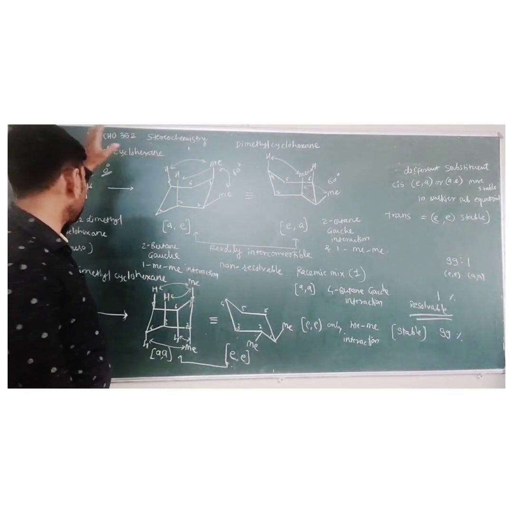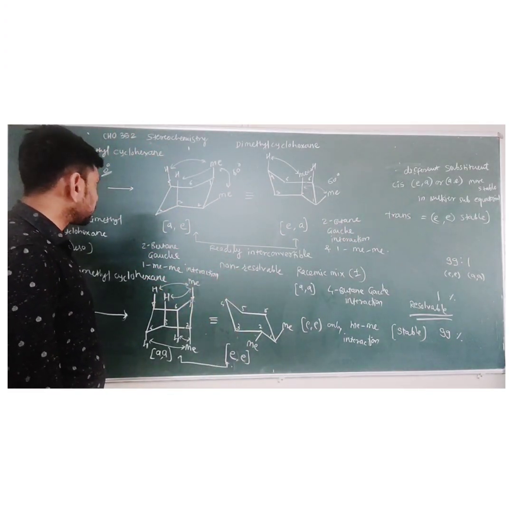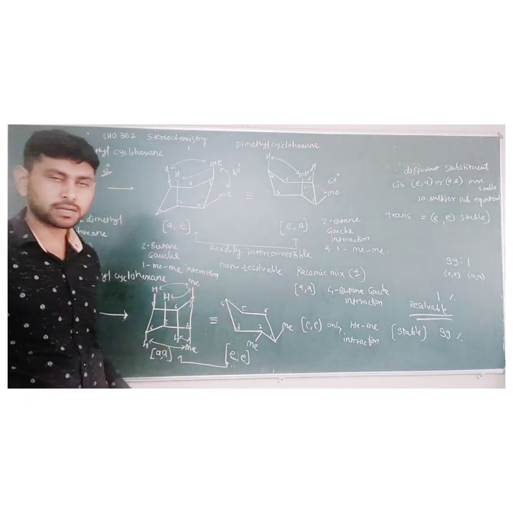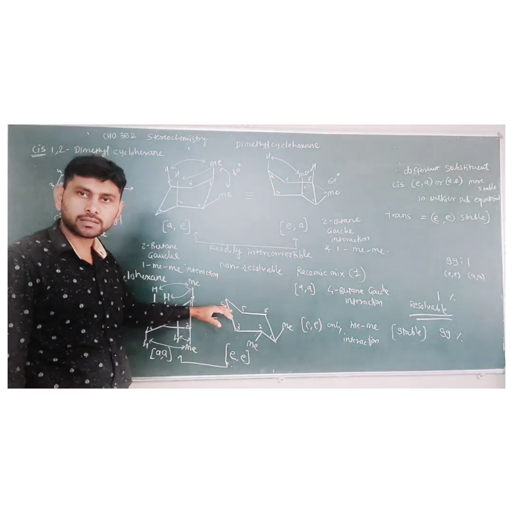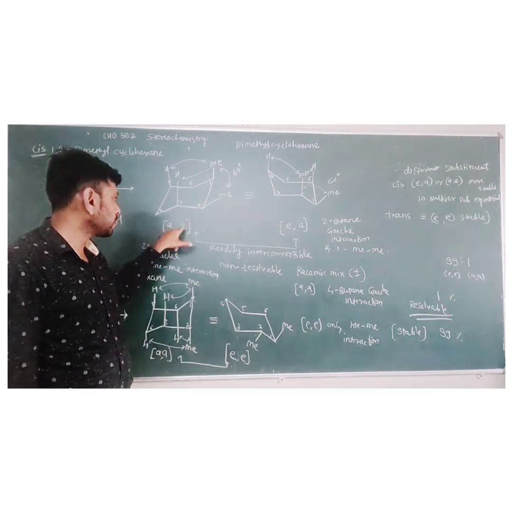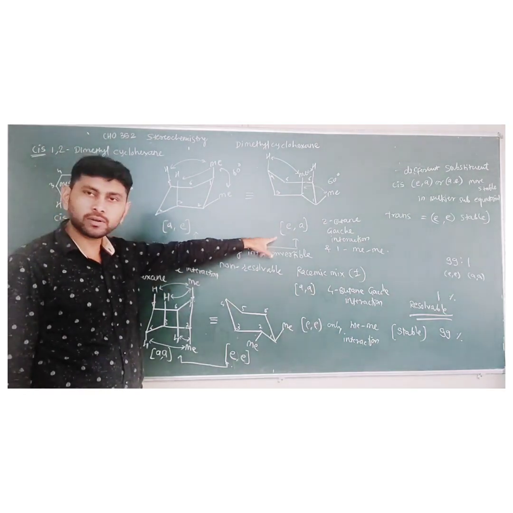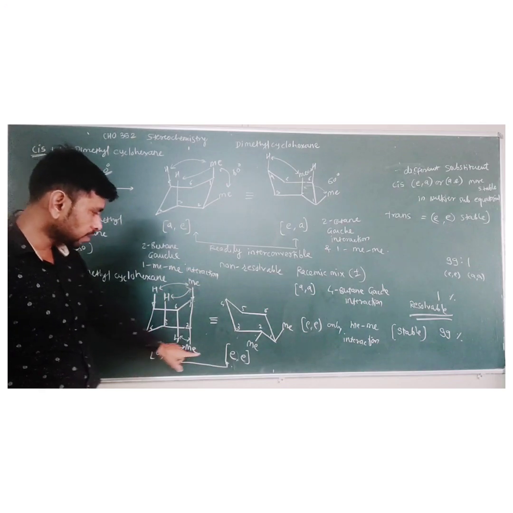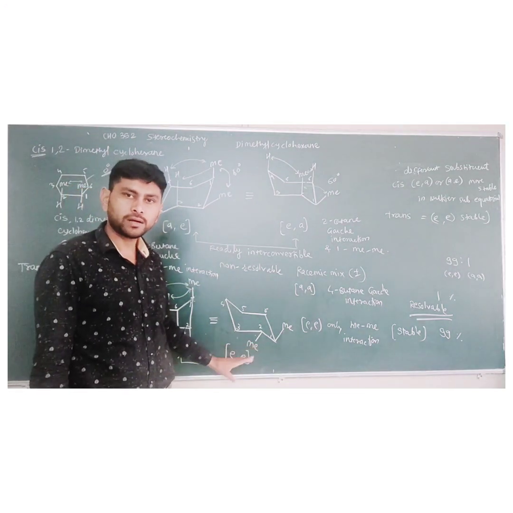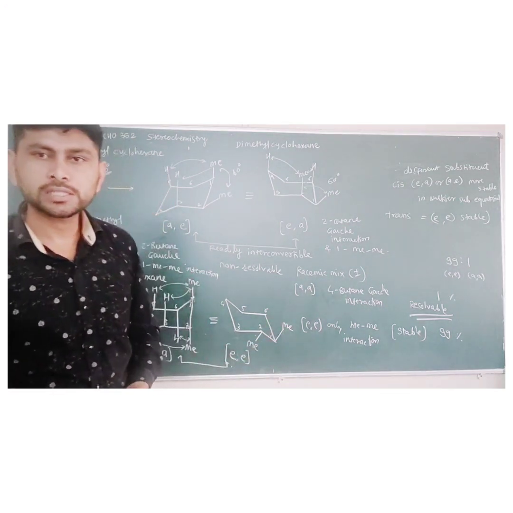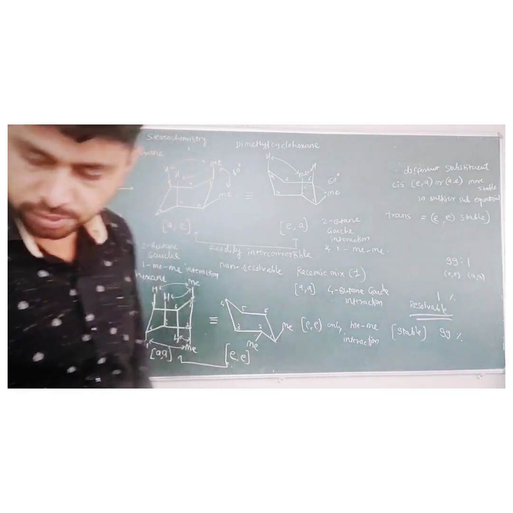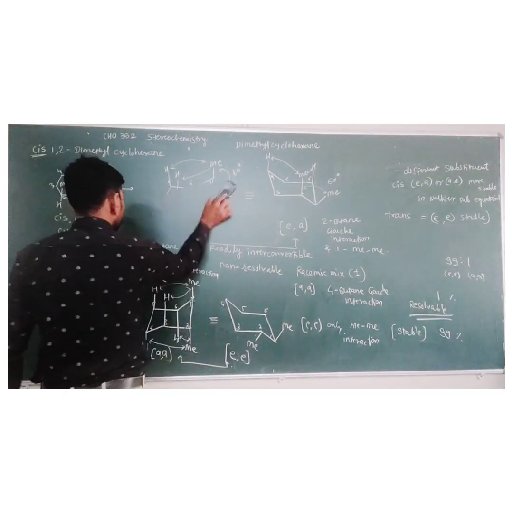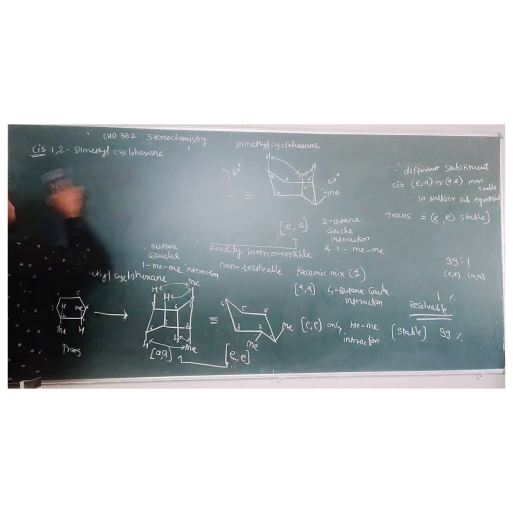So this is about 1,2-dimethyl cis cyclohexane and trans cyclohexane compounds. These are the compounds where we obtain axial-equatorial or equatorial-axial in the case of cis, and in the case of trans we obtain diaxial or di-equatorial form, where the di-equatorial form is more stable than the diaxial form. Okay, so this is about 1,2-dimethyl cyclohexane.